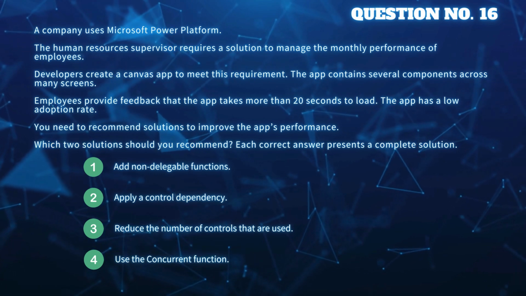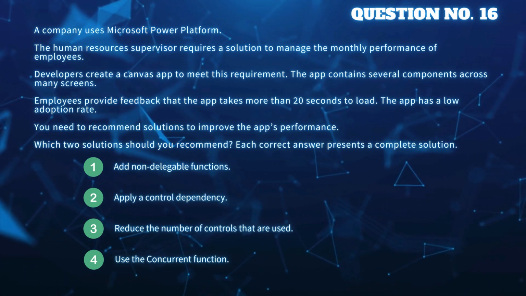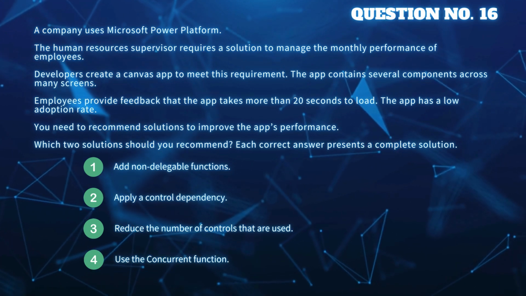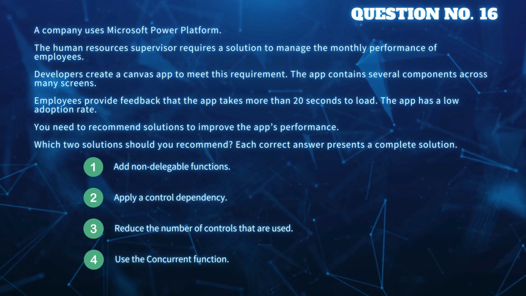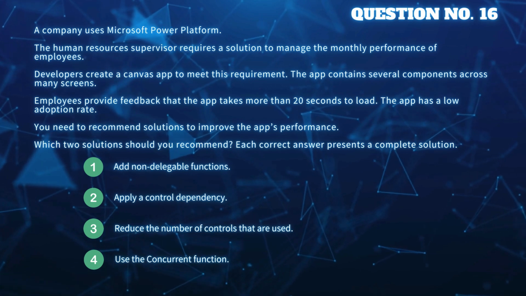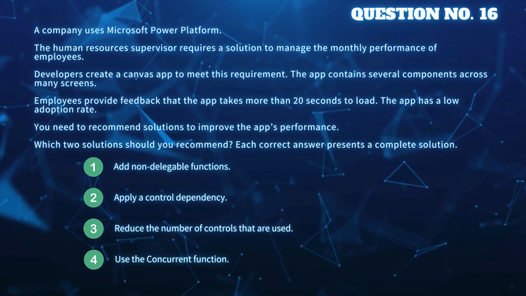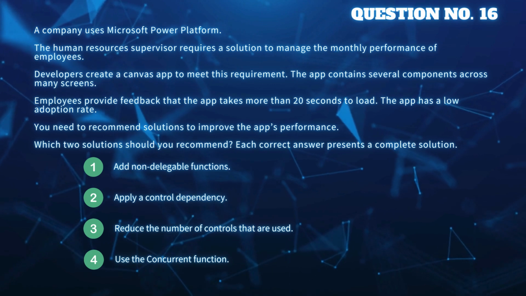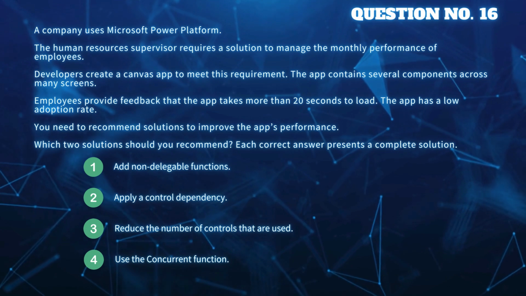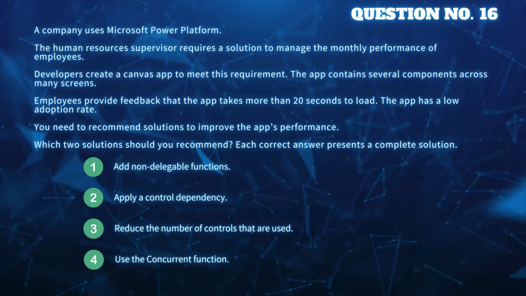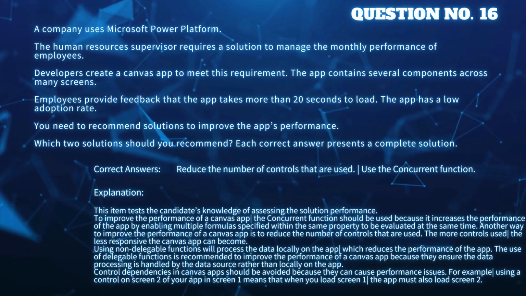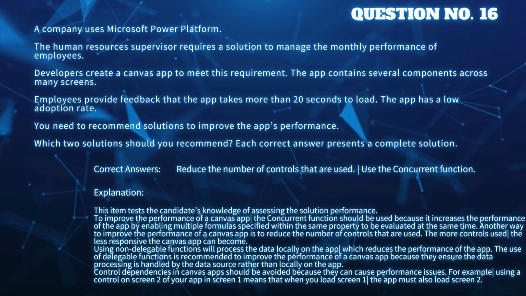A company uses Microsoft Power Platform. The Human Resources Supervisor requires a solution to manage the monthly performance of employees. Developers create a Canvas app to meet this requirement. The app contains several components across many screens. Employees provide feedback that the app takes more than 20 seconds to load. The app has a low adoption rate. You need to recommend solutions to improve the app's performance. Which two solutions should you recommend? Each correct answer presents a complete solution.